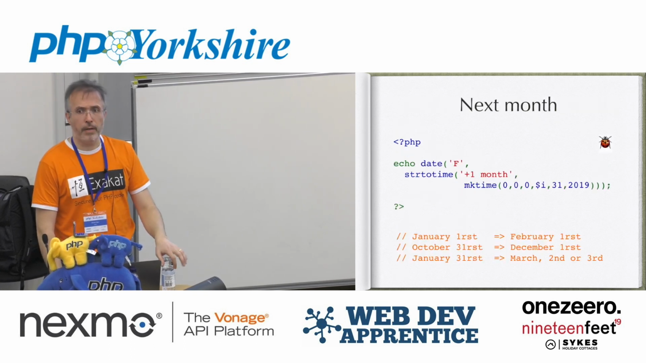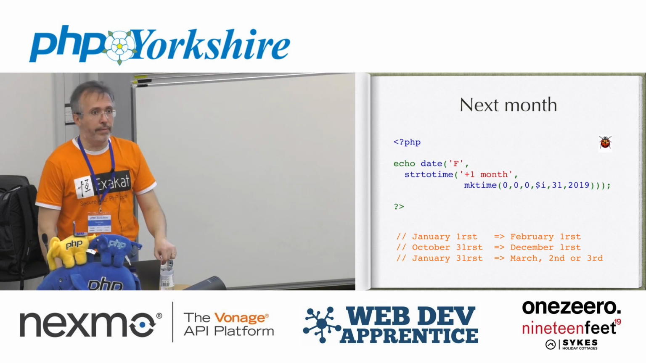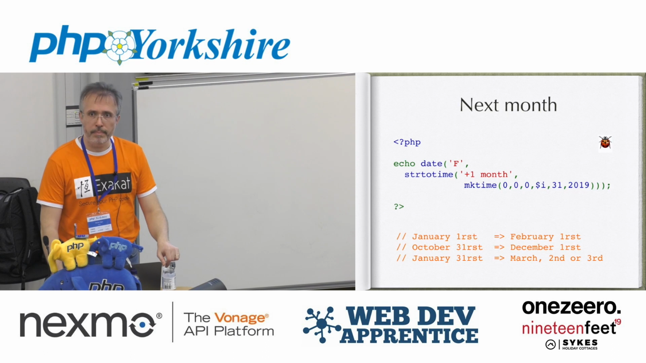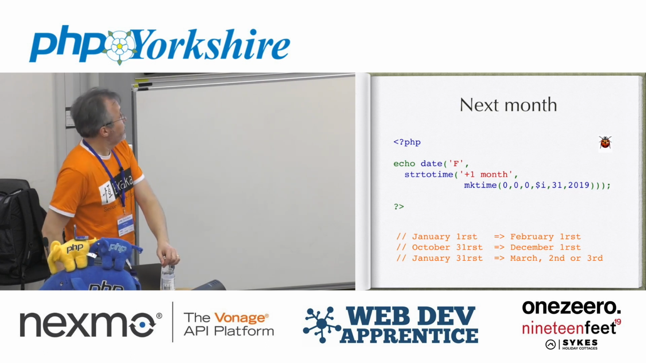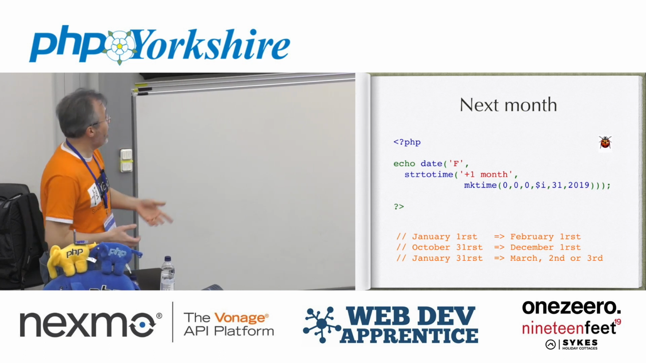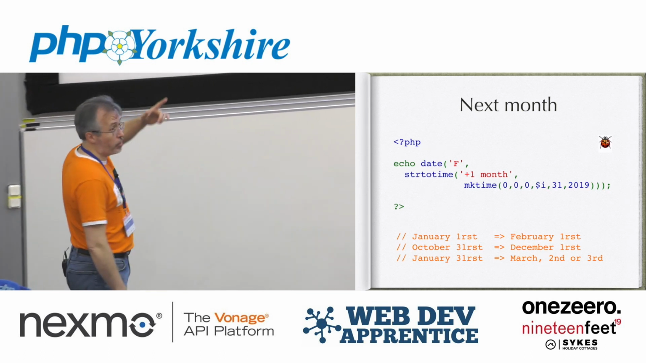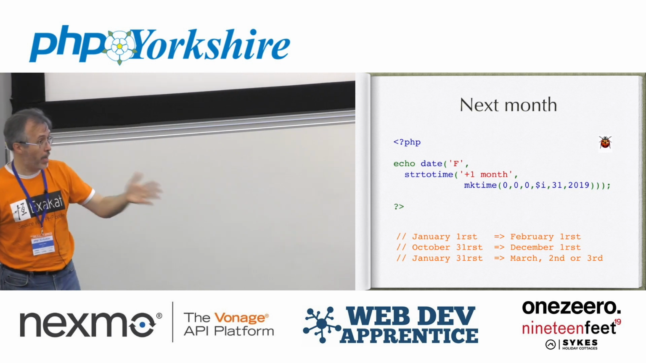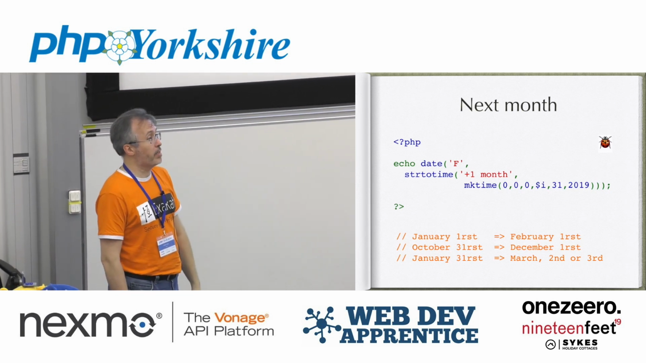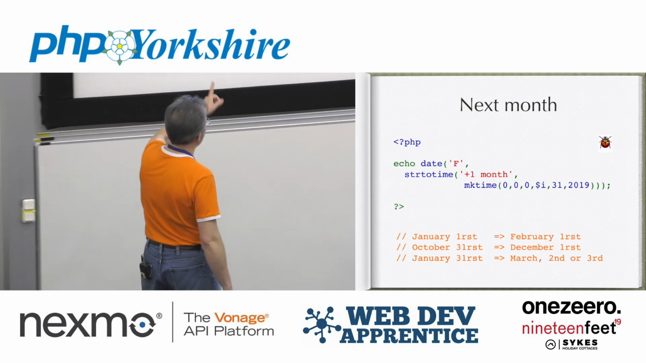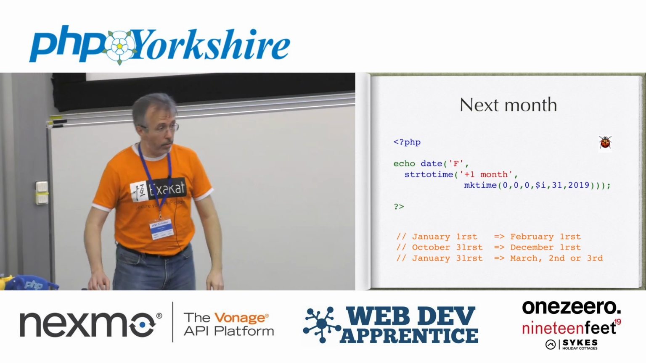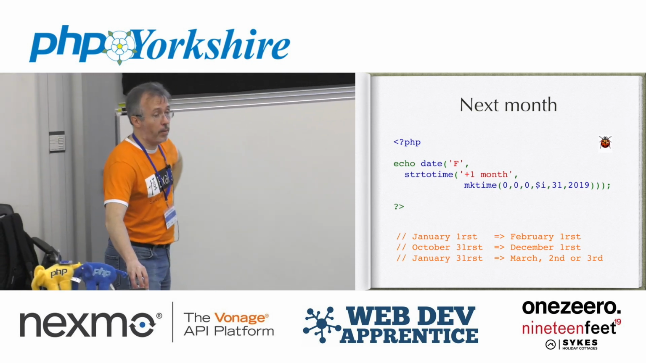Okay, let's move on. Next month. Dates are hard, right? Next month problem? You want to calculate what is the next month. So you take the first day, you add 1 month, so strtotime is very convenient for that. You say, okay, add 1 month to this date, and please tell me what's the month. So if we do that on January 1st, we end up with February 1st, fine. If we start with October 31st, we end up with December.